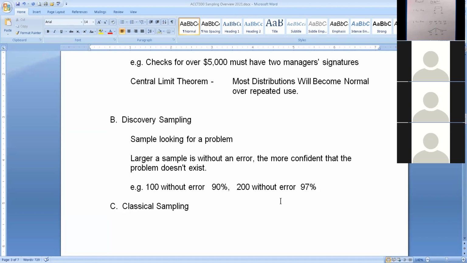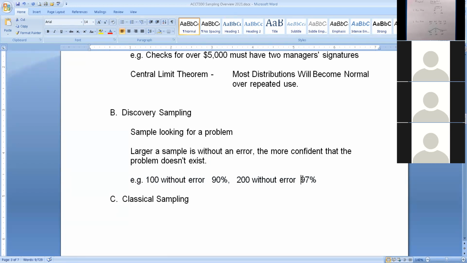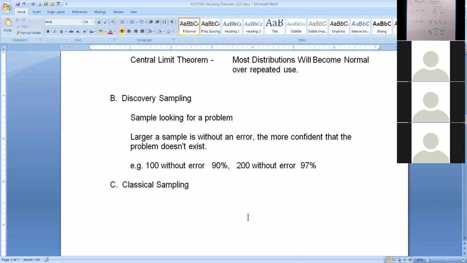If you don't find it, you can actually get to a level of confidence of how confident you are that it doesn't exist. So it's sort of like you're looking to discover something, but if you don't find it, there's basically a number. You can also have an error rate in there too if you want, but usually it's done to see if there is a problem in a certain population.